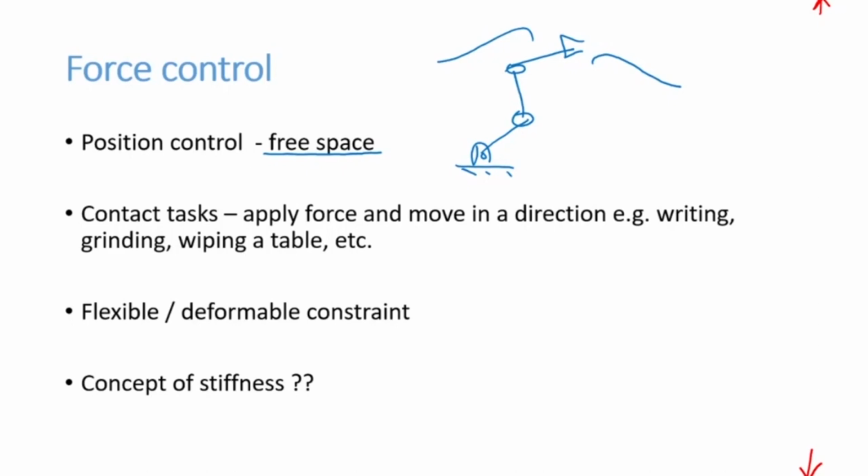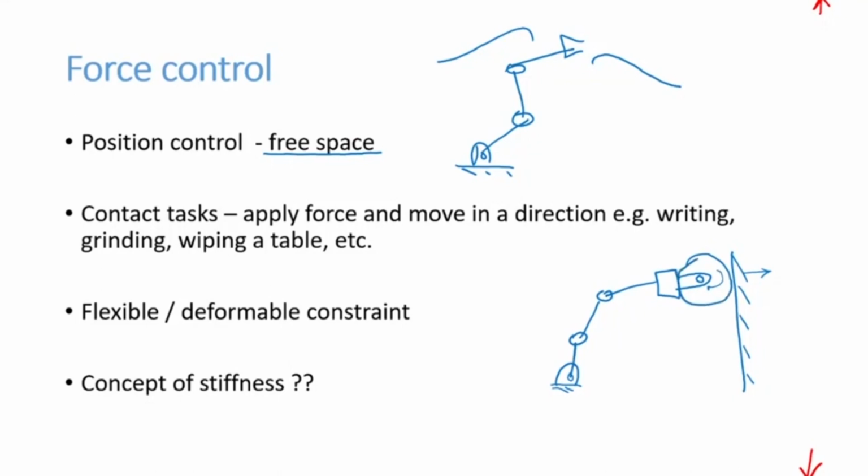Now in contact tasks, the robot has to apply a force and also move in a particular direction. What do I mean by that? For example, look at this example. So we have a wall and there is a grinding wheel. The robot is holding this grinding wheel. So this is the robot end effector and this is my robot manipulator. Now this grinding wheel is rotating, and how do we do grinding? The grinding wheel must apply a force in this direction. So let me draw it a little bit larger like this. This grinding wheel must apply a force on the environment. So it is touching this here.